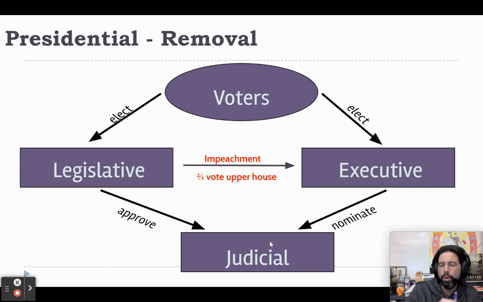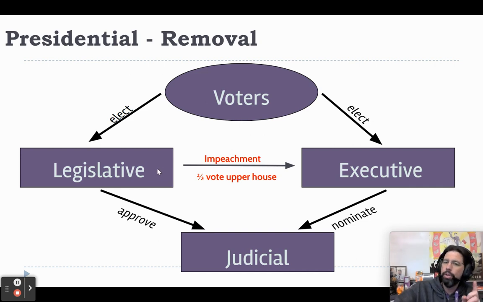Again, two-thirds of a vote in your upper house is very, very, very difficult to achieve. So the removal of the chief executive through impeachment is a long, arduous, and very difficult process. So if they're going to get removed, they really have to get removed for a legitimate reason.